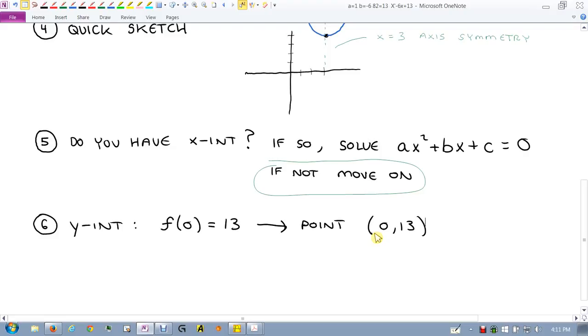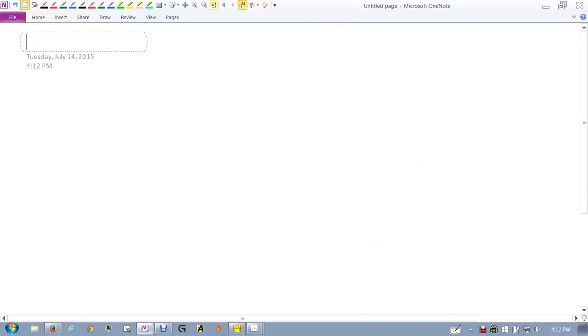From here, we can draw the whole graph, right? We've got everything we need. So step 7 is going to be to do our final sketch and then state the domain and range. Final sketch. State domain and range.